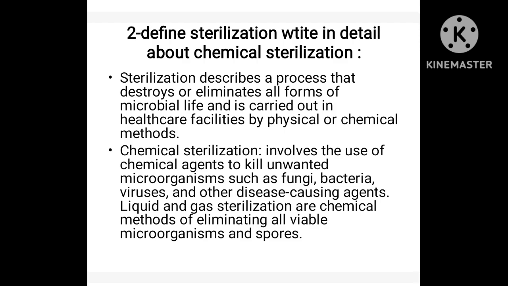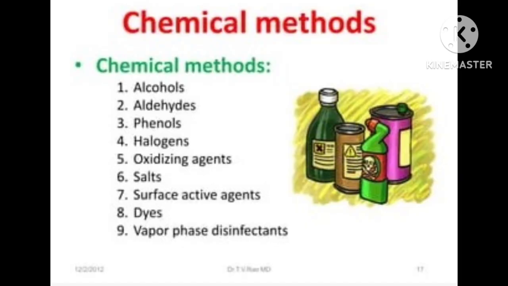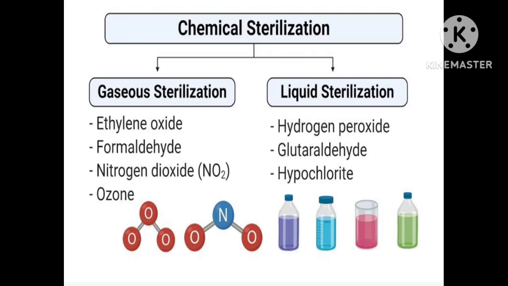Chemical sterilization involves the use of chemical agents to kill unwanted microorganisms such as fungi, bacteria, virus, and other disease-causing agents. Liquid and gas sterilizations are chemical methods of eliminating all viable microorganisms and spores.